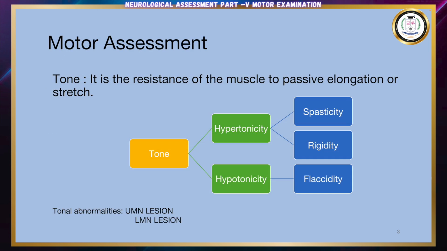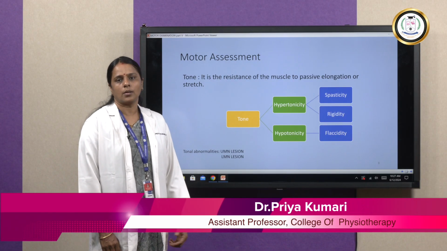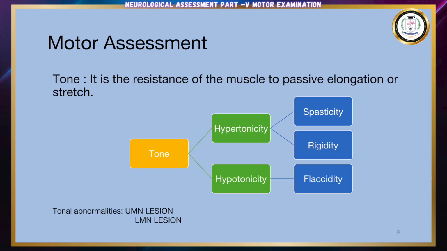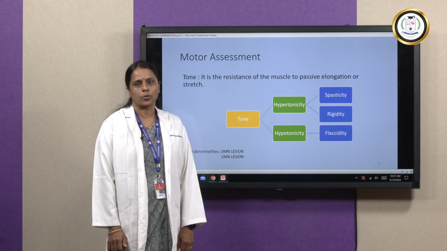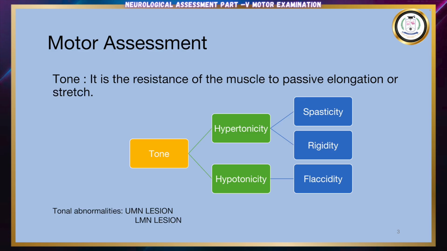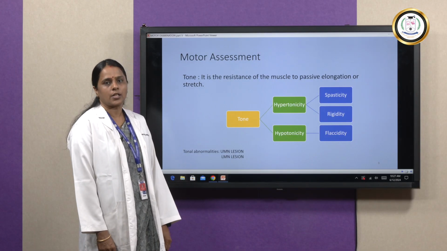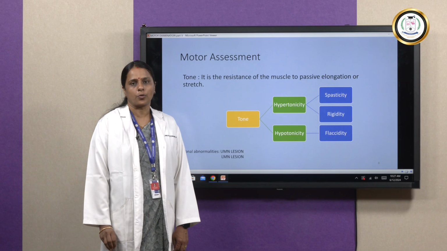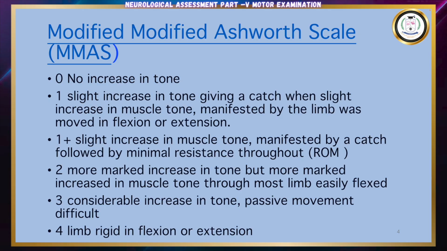Now motor assessment, first thing we need to check is the tone. What is the tone of the muscle? A tone is the resistance of the muscle to passive movement or passive elongation or a stretch. If the tone increases, it might lead to hypertonicity. If the tone is reduced, it will be flaccid or hypotonicity. Hypertonicity can be further of two types, spasticity and rigidity. Hypotonicity is flaccidity. These tonal abnormalities may be generated in either an upper motor neuron lesion or lower motor neuron lesion. Now how do we check the tone of the muscle?